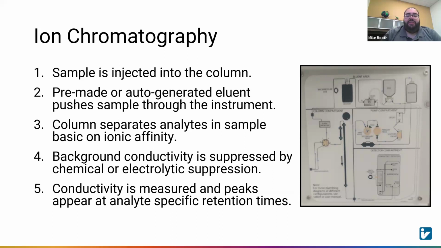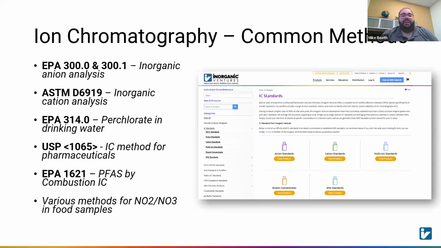Speaking of the different applications, here are some of the more common methods. A lot of EPA and ASTM methods are available for measuring anions or cations. One that I wanted to point out that is relatively new, especially in the world of environmental, is the PFAS method that the EPA is coming out with, EPA 1621. That is a PFAS method by combustion ion chromatography, which essentially takes your sample, converts all the PFAS to just fluoride, and then you measure fluoride by ion chromatography. So, an interesting new technique there as well.